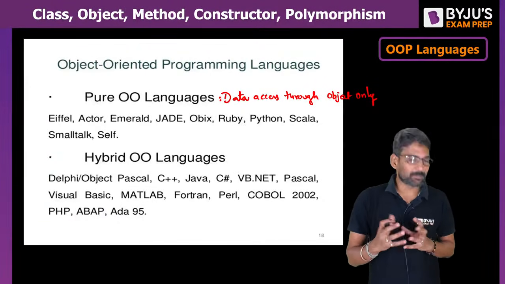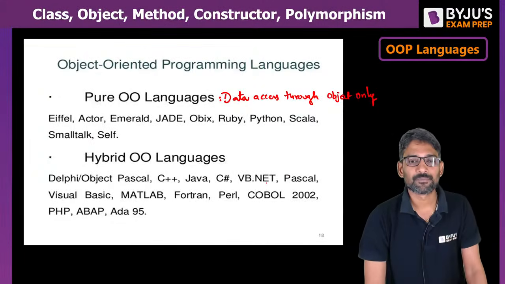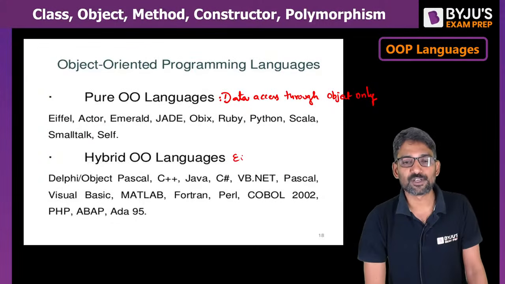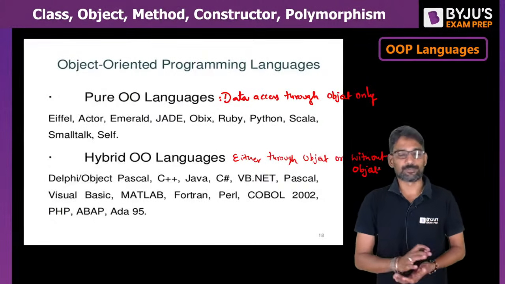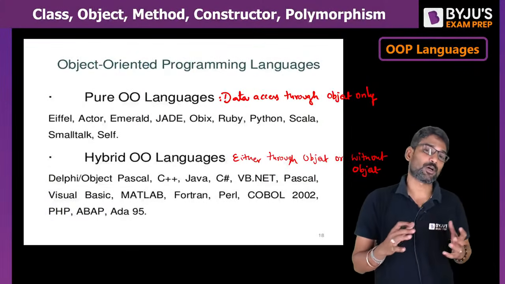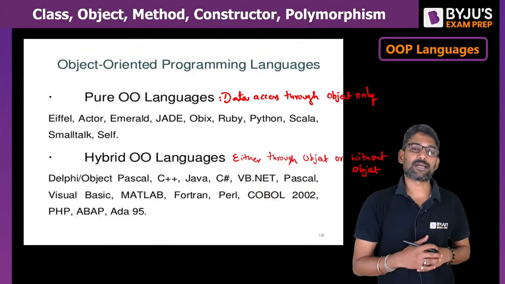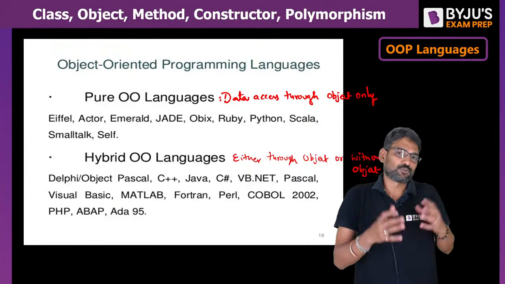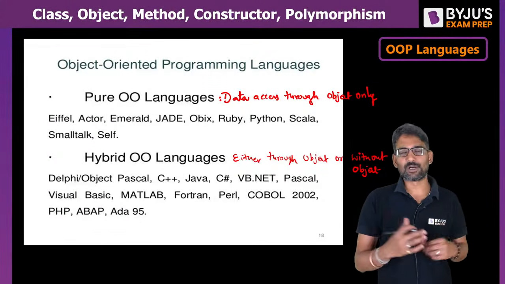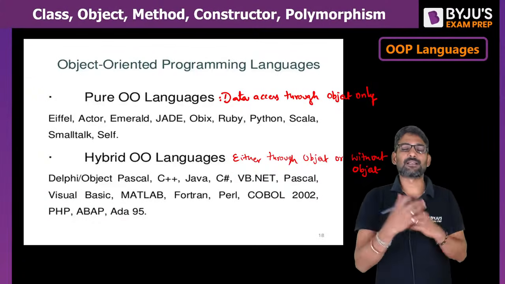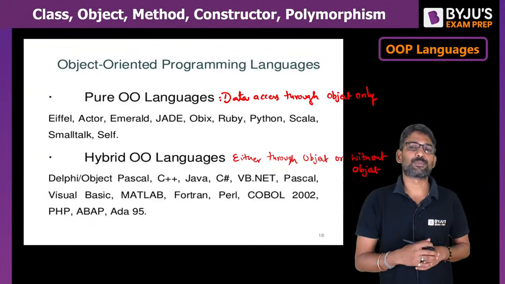And when you take hybrid object-oriented languages, object is optional, meaning either through object or without object. It is possible to access data with object or without object. As you see, Java is not pure object-oriented, guys. We have the facility to access data without object also in Java. Those who are good in Java programming know. C++ is also not pure object-oriented. In the same way, the other languages in the list are also not pure object-oriented.